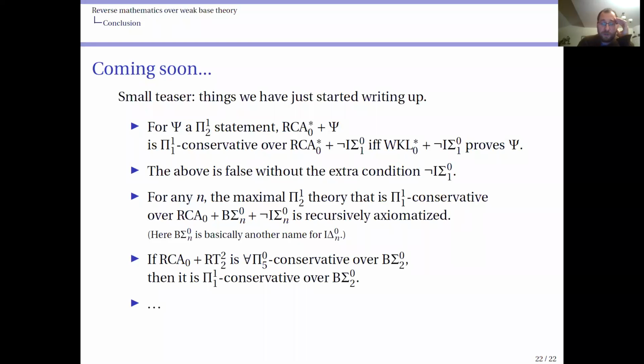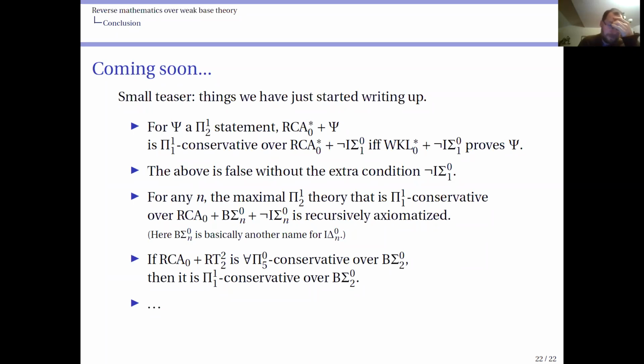So in particular, that means that in models of not induction, where you don't have sigma 1 induction, typical forcing arguments will fail. Basically, any forcing argument that would produce anything beyond branches in trees, in binary trees, will fail. This thing is false if you don't have the not induction in the base theory. So if you just consider conservativity over RCA0 star, then there will be conservative principles that don't follow from weak Koenig's lemma.